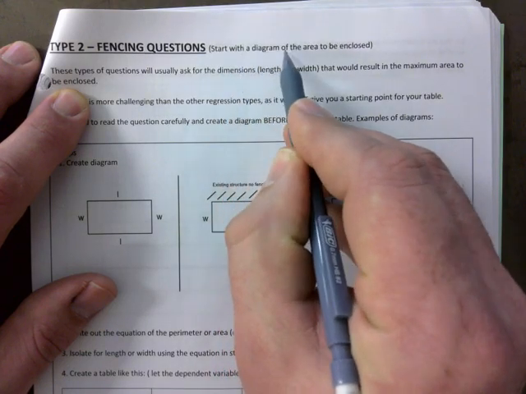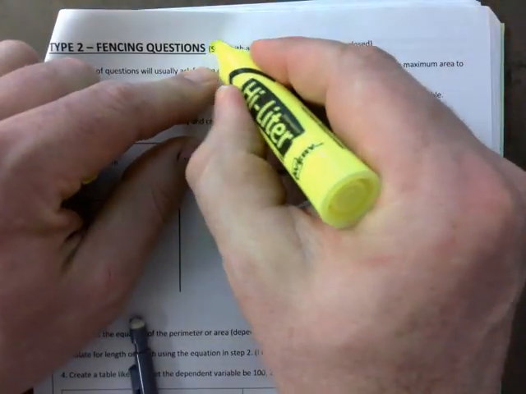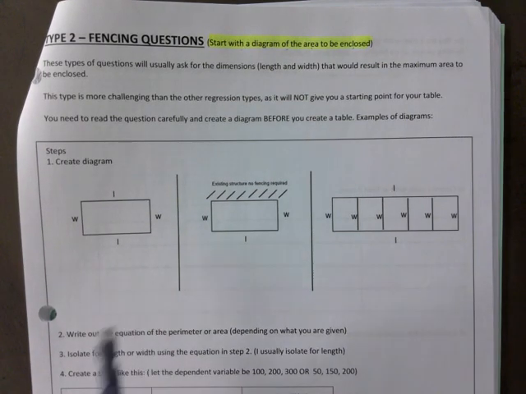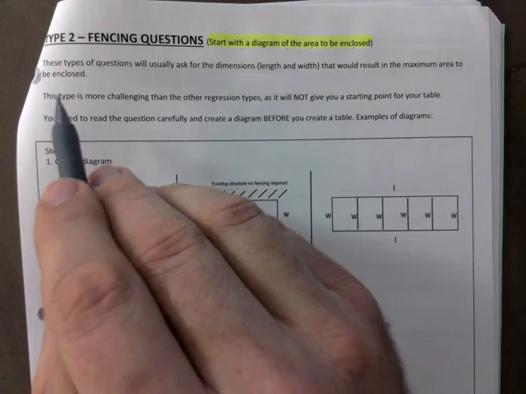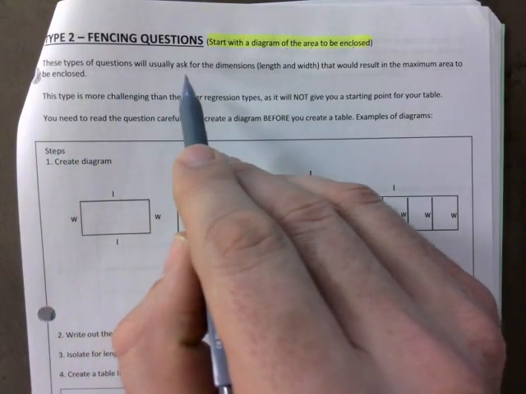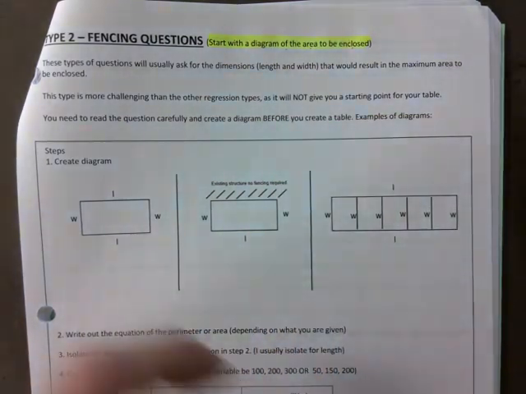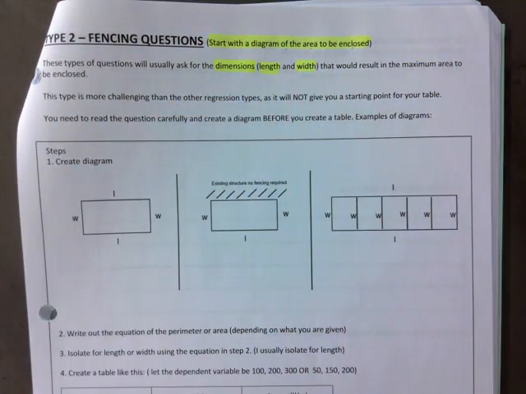Start with a diagram of the area to be enclosed. That's very important. I would suggest you do that. There's no one size fits all here when it comes to making your diagram. You're just going to have to read carefully. I will tell you this, that quite often you don't have to fence in all 4 sides. And it's always rectangular areas. These types of questions will usually ask for the dimensions. And by dimensions, I mean length and width.